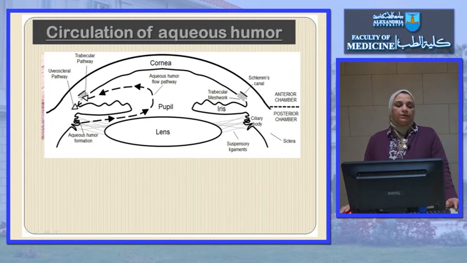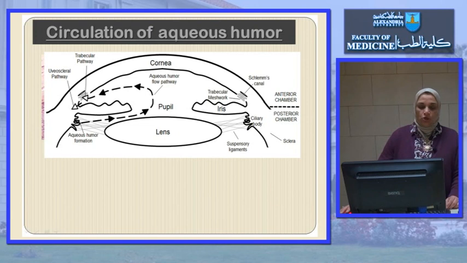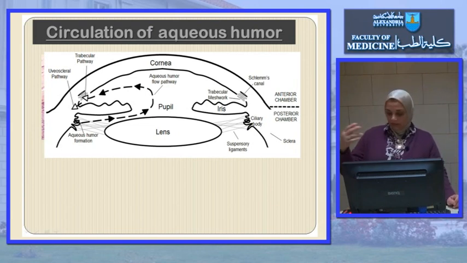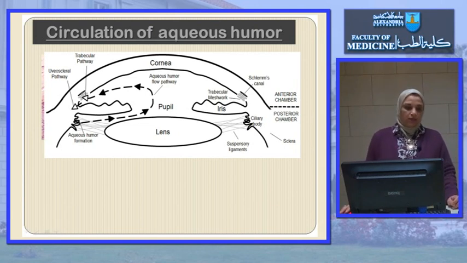And then we'll go to the drainage. Where is the site of drainage of this aqueous? Because the aqueous is recirculating, it's formed and drained. This is what I said about the limbus, which is the landmark here. There is an opening called the trabecular meshwork.